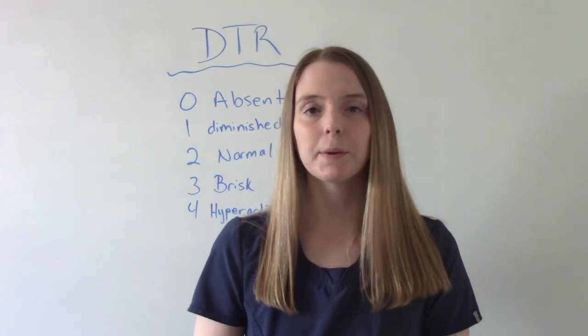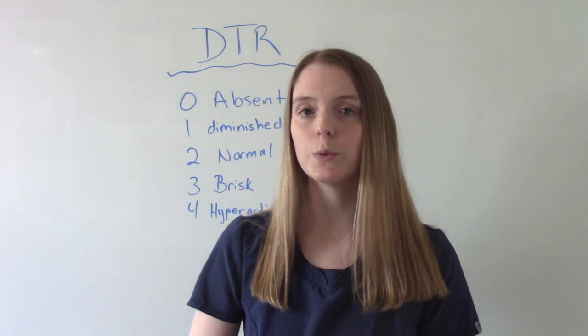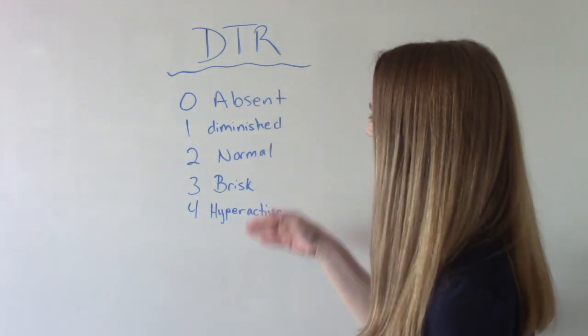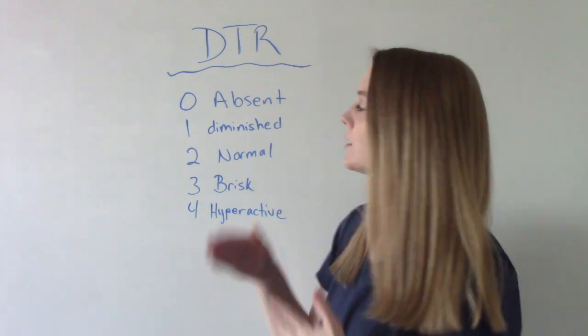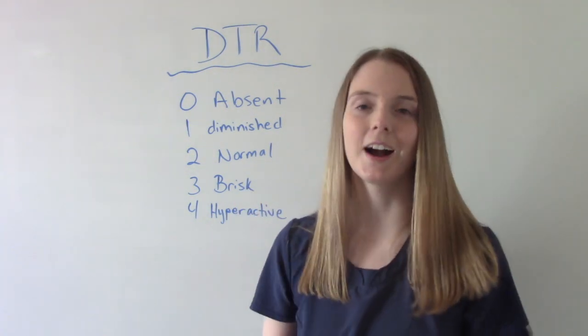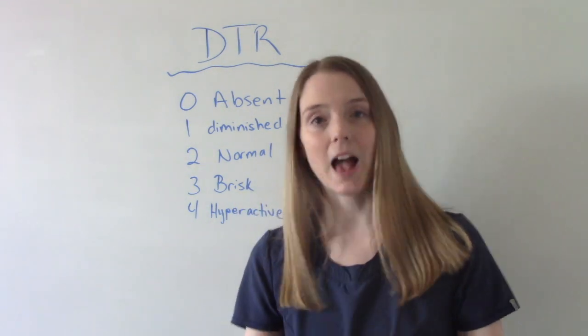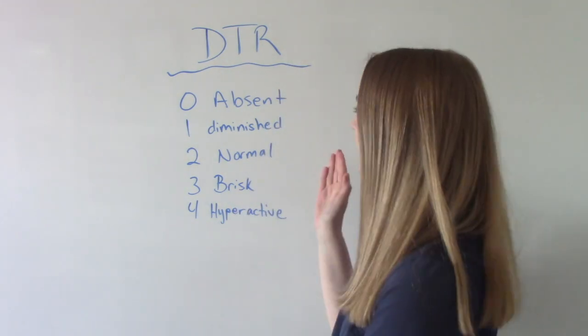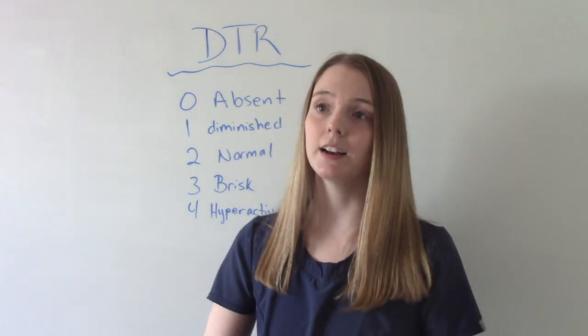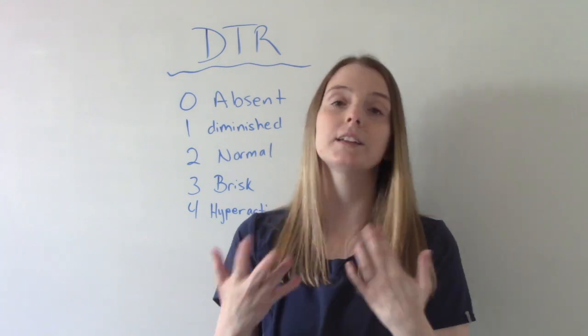When assessing somebody's deep tendon reflexes, we score it on a 0 to 4 scale. So 0 meaning nothing. You got no response whatsoever. That would be bad, right? Sometimes that is something that happens because of either disease or something that we've done.